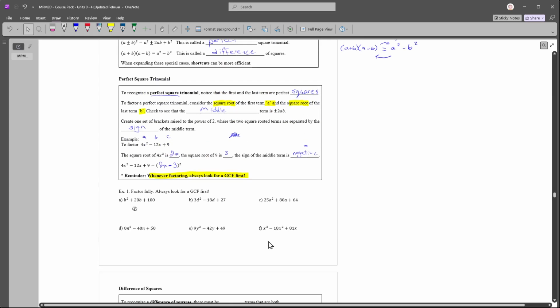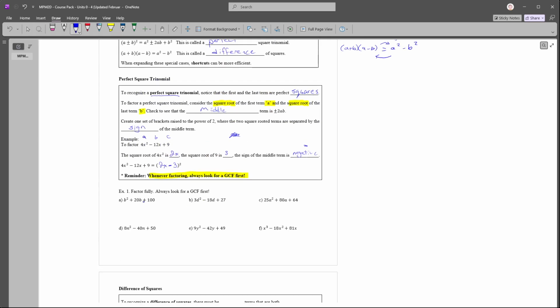So let's give that a try. Alrighty, so fully factor, always look for your GCF first. Do we have a common factor here? We absolutely do not. So now we have to check to see whether it satisfies the perfect square. Now we know that the square root of b squared is going to give us b. We know the square root of 100 equals 10. All right, so those are perfect squares. So that part works out.